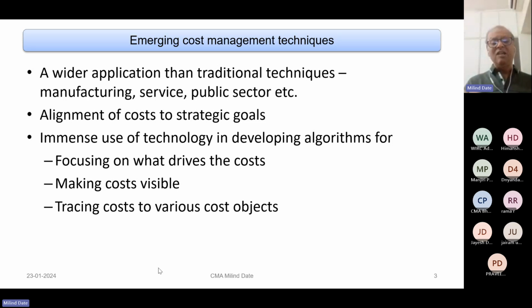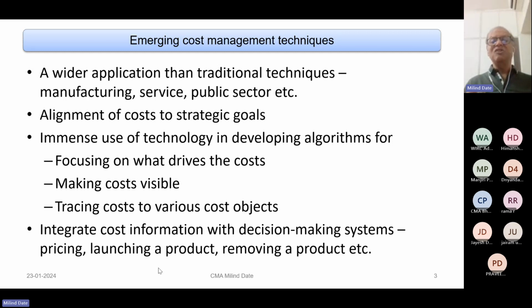But obviously, emerging techniques, where you identify a lot of factors that drive the cost, make the costs visible from your books of accounts, from your cost records, and then are able to trace these costs to various cost objects with a view of taking management decisions. So apart from traditional decision making, these techniques also help us in managing our pricing decisions, which is almost on a continuous basis. I gave you the example of that.